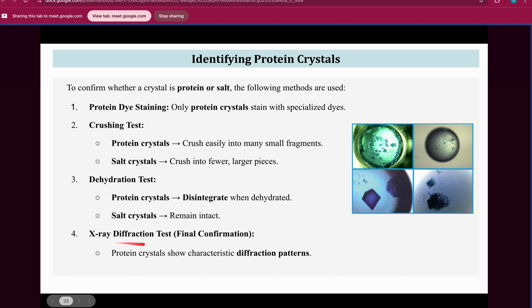The fourth such test is the X-ray diffraction test, which is the final confirmation. Protein crystals will show characteristic diffraction patterns, whereas if you do not have a protein crystal, then you won't be able to achieve such diffraction patterns. So these are some of the methods by which you can identify that the crystal you have obtained is a protein crystal.